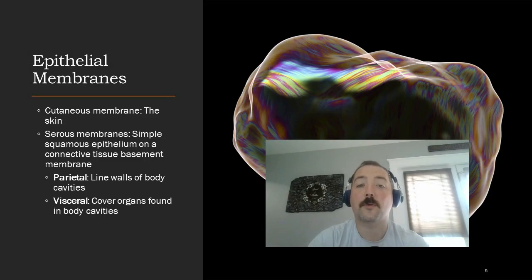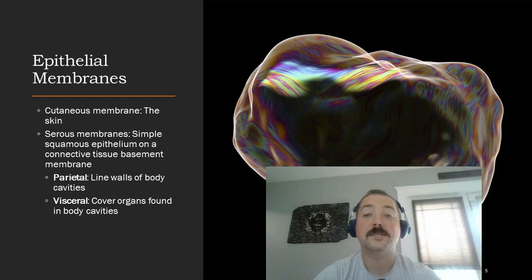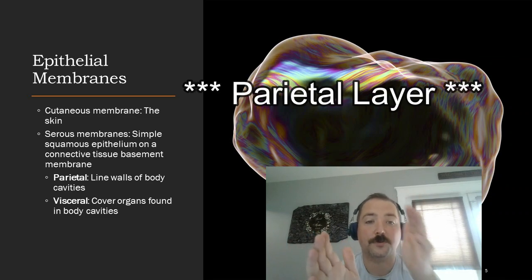Epithelial membranes can be broken down into categories. We have cutaneous, which would be the skin, and serous membranes. Serous membranes would be a layer of simple squamous epithelium, whereas cutaneous membranes are more stratified and have multiple layers. Serous membranes can be found covering organs, and typically there are 2 membranes between an organ and a cavity wall, a pleural layer and a visceral layer.